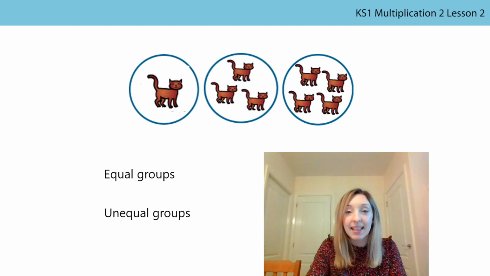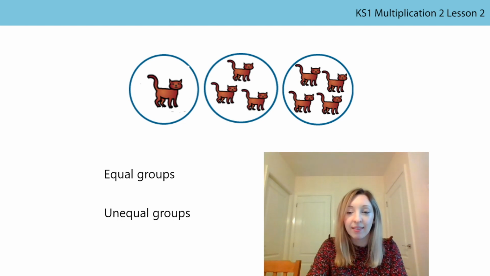Now we have some cats. The cats have been grouped. What's the same and what's different? Press pause on the video and have a little look. What did you notice? Have you noticed that the cat in one group is bigger than the other cats? What do you think that means? Are these groups of cats equal or unequal? Does it matter that one of the cats in one group is much bigger than the other cats? Press pause on the video and have a little think.